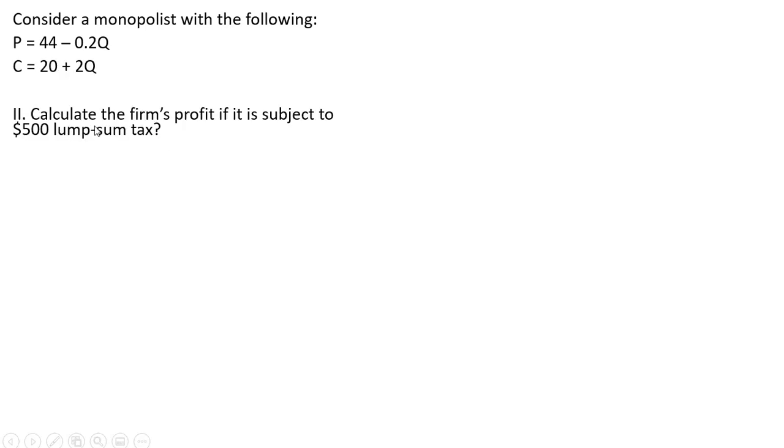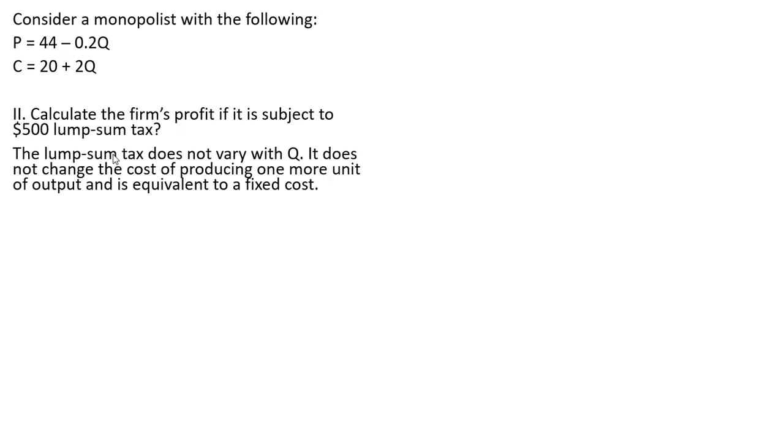Now let's look at the same situation, but this time there is a $500 lump sum tax placed on the monopolist. The lump sum tax does not vary with output. It does not change the cost of producing one more unit. It doesn't change the marginal cost, for example. It is basically equivalent to a fixed cost. So this will increase the firm's fixed cost, as we'll see.